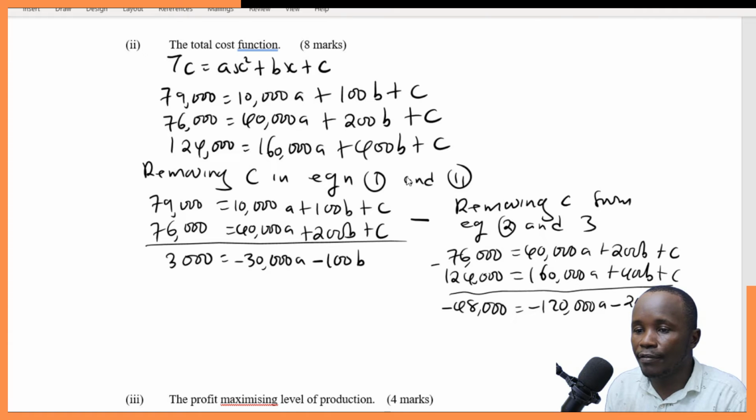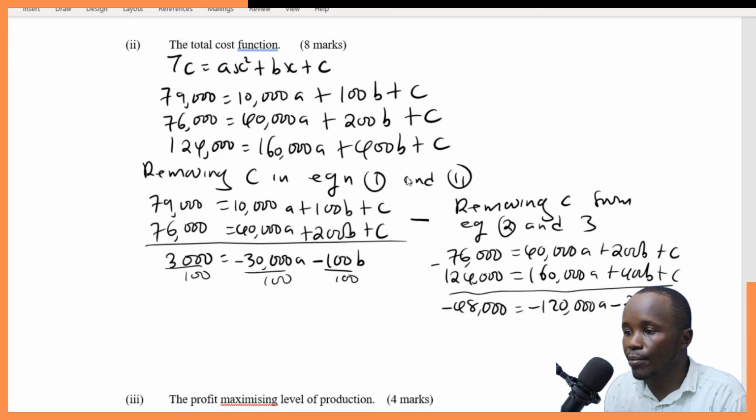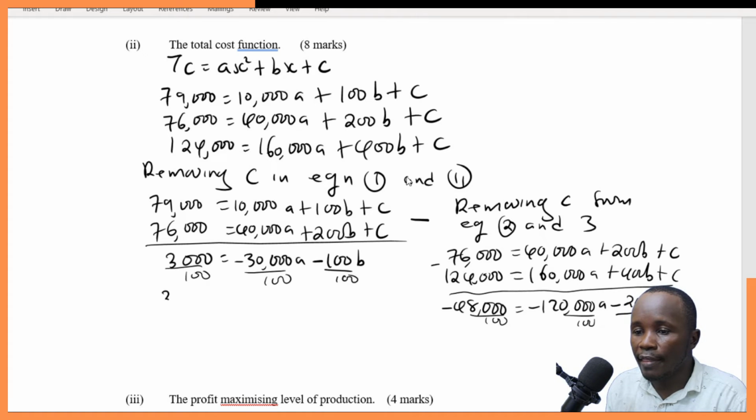I can simplify this one by dividing by 100. You do the same here, divide by 100. I will have 30 is equal to negative 300A minus B. Then here, divided by 100, this gives me negative 480 is equal to negative 1,200A minus 2B.